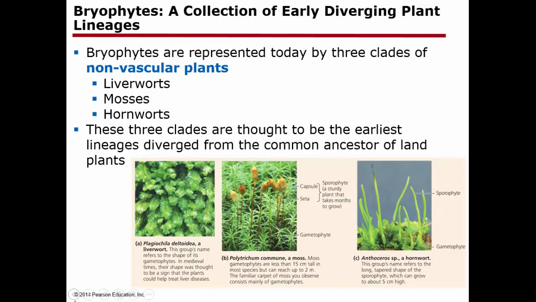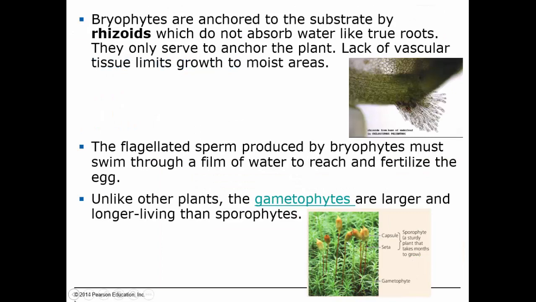Now all of these groups are very small, okay, and very simple. And as we saw in the previous phylogenetic tree, each of these three clades is thought to have diverged from the common ancestor of land plants much earlier than the vascular plants. The structure of the non-vascular plants is very simple and limits them to growth in only very moist places.